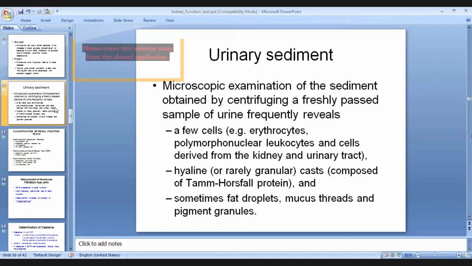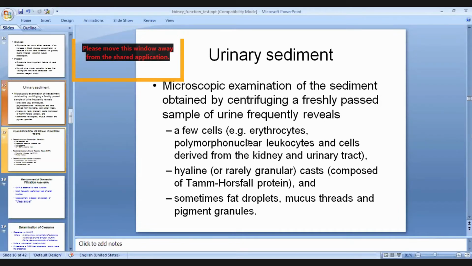Urinary sediment means the particles that sediment in the urine, right? For that purpose, microscopic examination is required. First we centrifuge the urine so that the large particles settle down, and then we perform the microscopic examination. We see cells, erythrocytes and leukocytes, derived from the kidney and urinary tract, which give clues of renal disease. We see casts, hyaline or granular, different types of casts in the sediment. Sometimes we may also see fat droplets, mucus threads, and pigment granules in the urinary sediment.